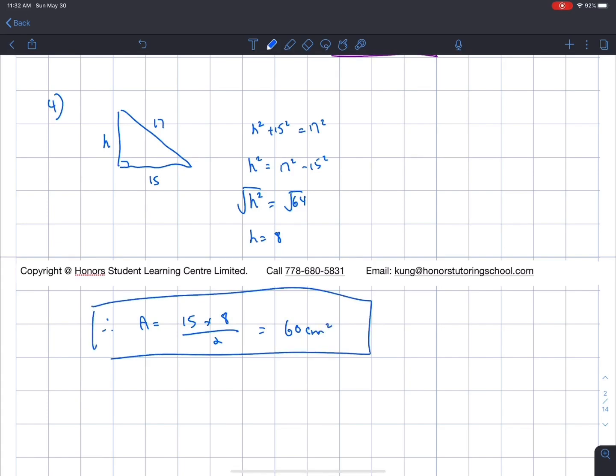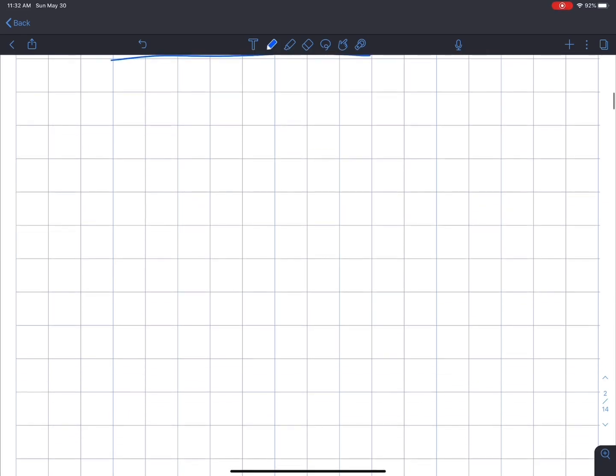Question 5. The sides of a triangle are 6, 9, 11. Is this a right triangle? So we just need to check to see if the Pythagorean equation is true. With these side lengths, we get 36 plus 81 equals 121. And they are not equal. Therefore, no.